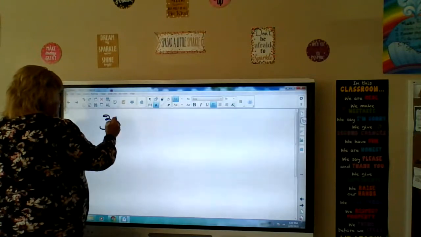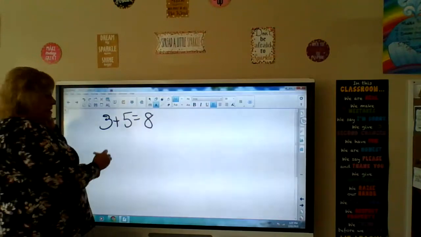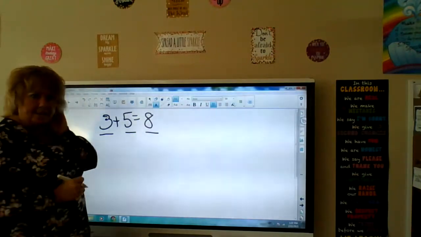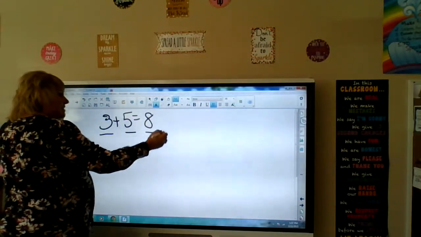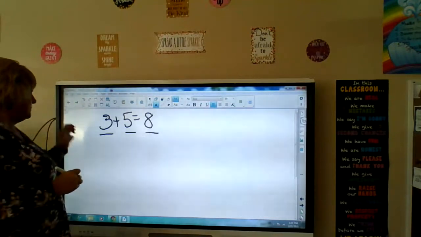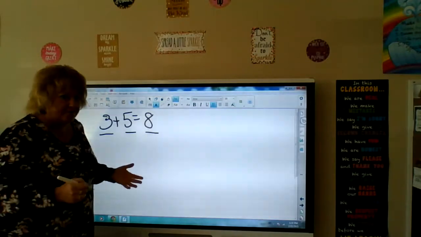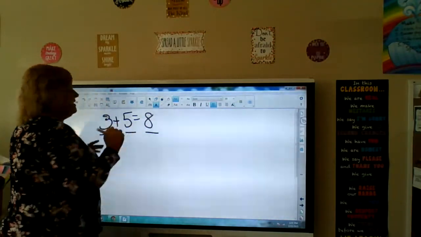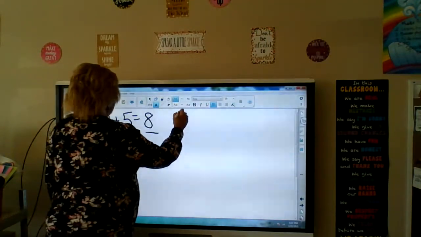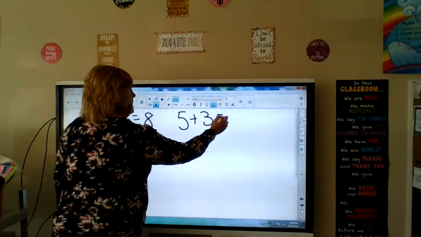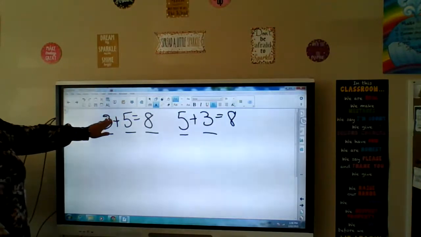If I have 3 plus 5 equals 8, of course, that's an addition problem, right? So in order to make a related subtraction problem, or a partner fact, let's start with fact families. So 3 plus 5 is 8. If we do the turnaround fact, we're going to do 5 plus 3 is 8. Those are two of the facts to a family.